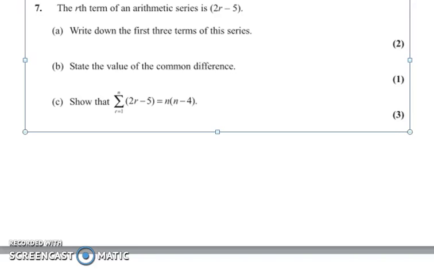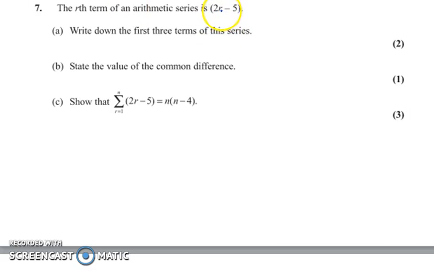Okay, you've now clicked on the second part of the C1 Sequences and Series exam question booklet. We're moving away from the recurrence relationship type of questions now. So the first part asks us to write down the first three terms of the series. So we're just going to stick in r as 1, 2 and 3.